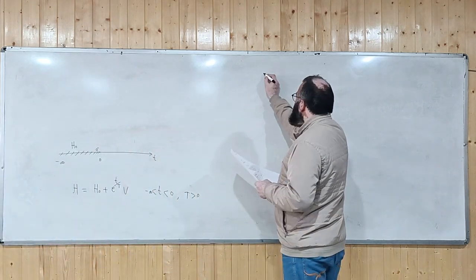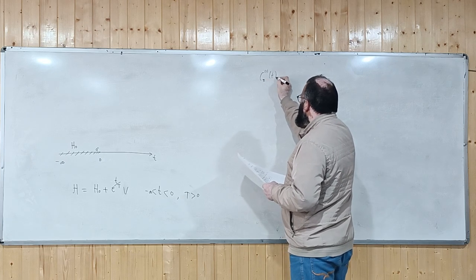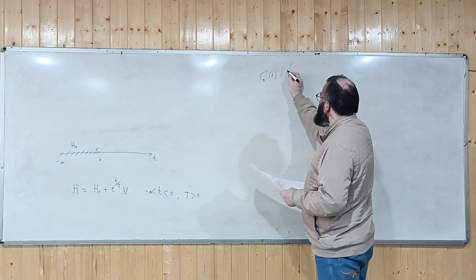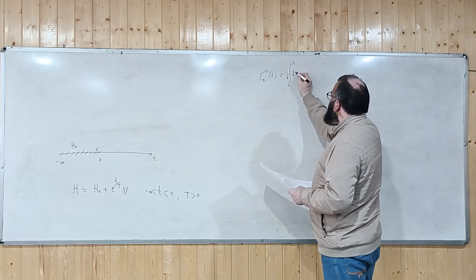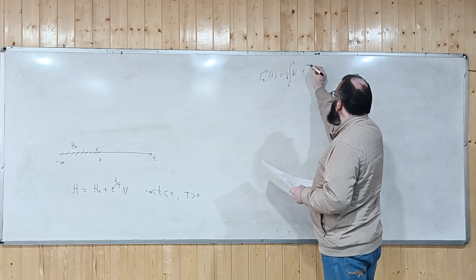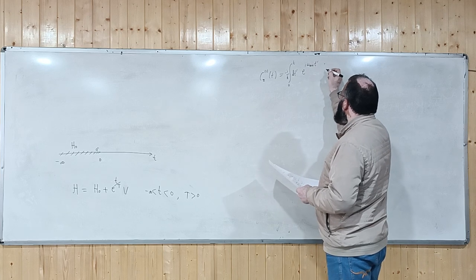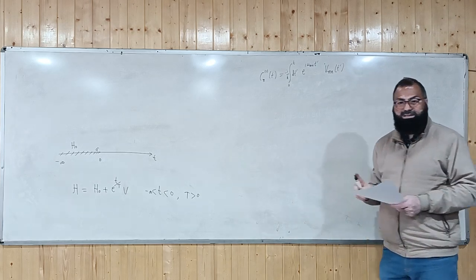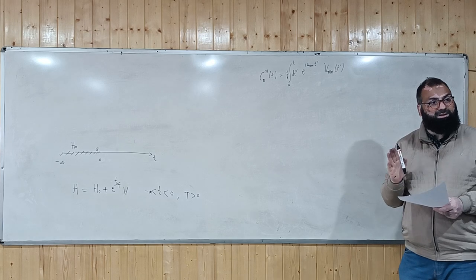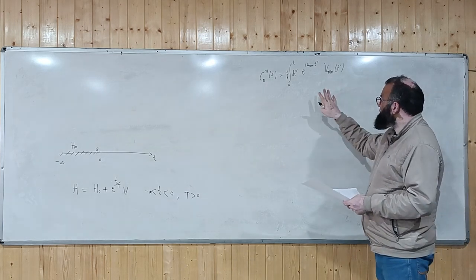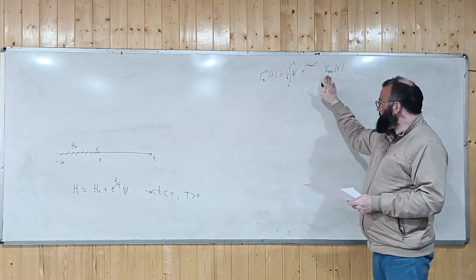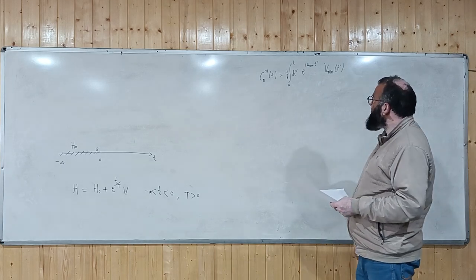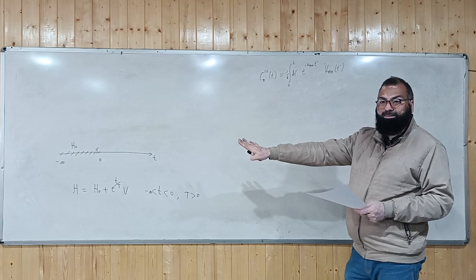So let me write first. We have the first order correction, the transition amplitude for a system moving from state M to state N: minus i by h cross, integral from 0 to t of dt prime, e to the power i omega mn t prime, times Vmn. So this gives us the first order correction to the transition amplitude for a system moving from the state M to state N. So this is the correction to the state N.